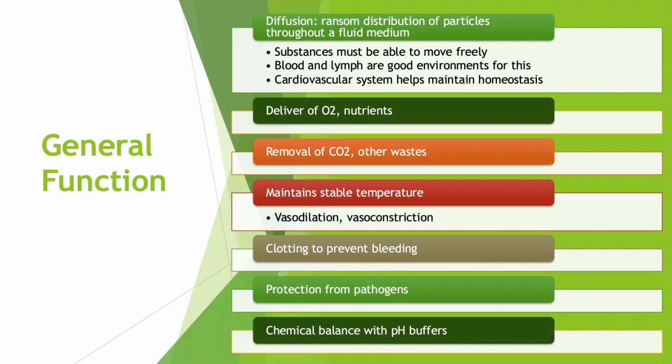The cardiovascular system performs several critical general functions. First, it enables diffusion, the random distribution of particles throughout a fluid medium. Substances must be able to move freely, and blood and lymph provide excellent environments for this, helping the cardiovascular system maintain homeostasis. The system delivers oxygen and nutrients to cells throughout the body.